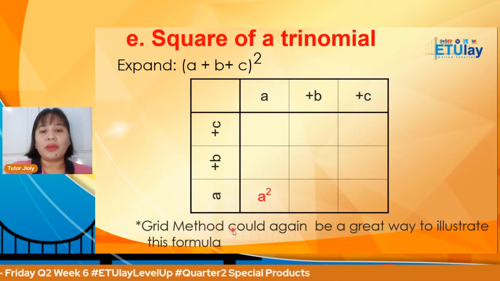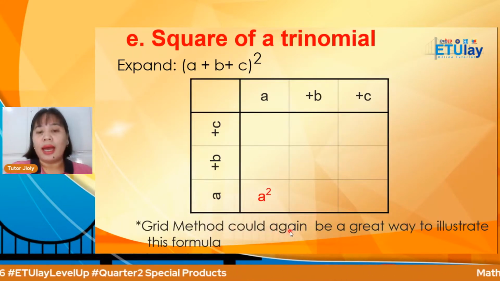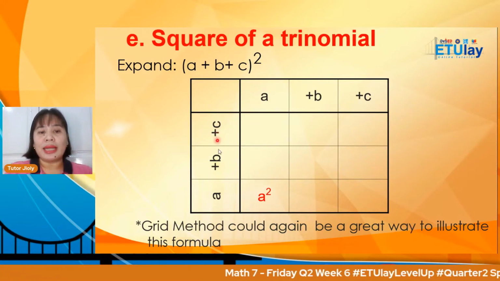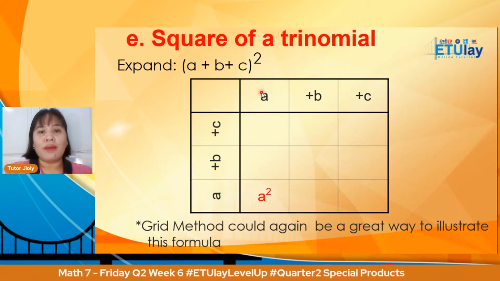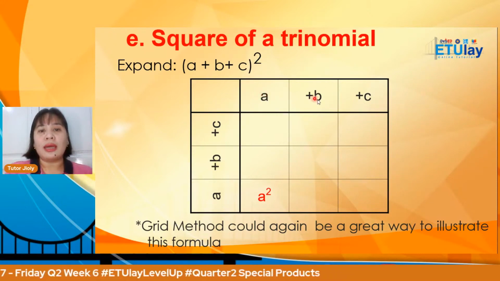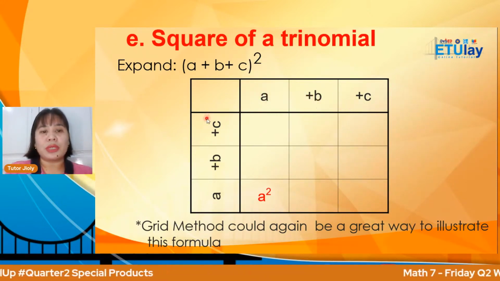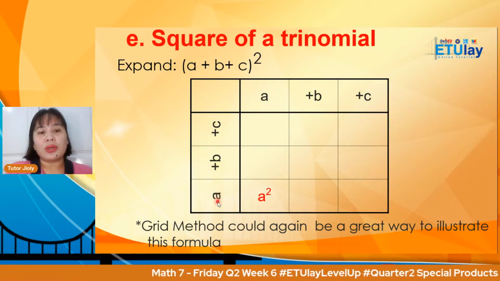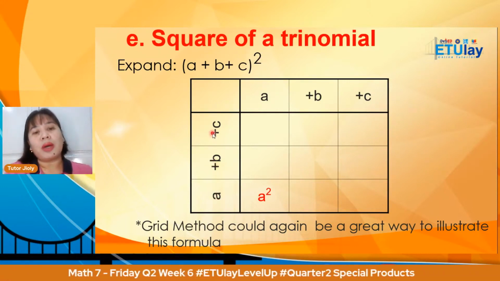Okay, the method could, again, be a great way to illustrate this formula. So, ipinlat lang natin sa ating square. So, we have ito yung first A, positive A, positive B, positive C. Tapos dito yung another one kasi nga squared siya. So, dalawa sila. Dalawang set po yan. So, A, positive B, positive C.